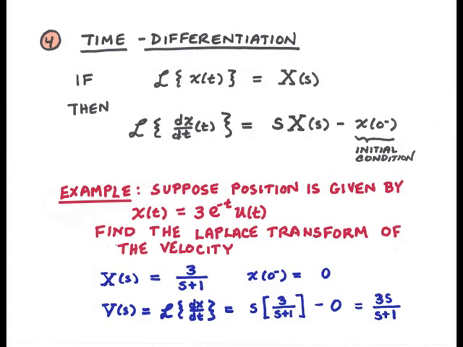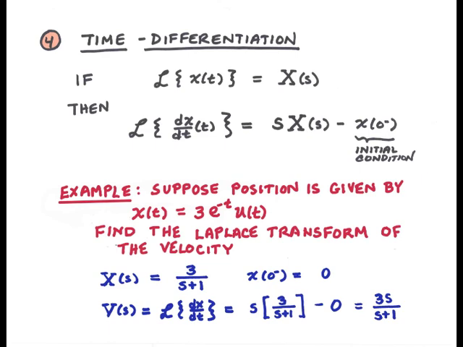First, let's tackle the time differentiation property. It says as follows: if the Laplace transform of a signal x of t is labeled x of s, then we can find the Laplace transform of the derivative of x of t simply by multiplying x of s by s and subtracting the initial condition of x at time 0 minus. Mathematically, we write Laplace transform of dx dt is s x of s minus x at time 0 minus.